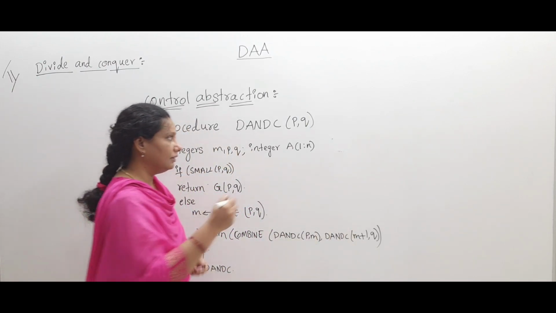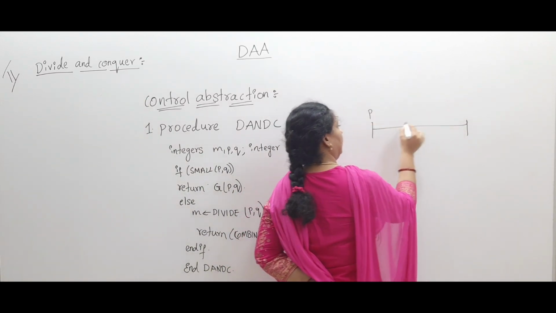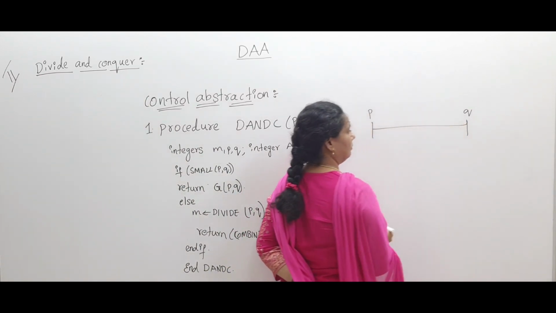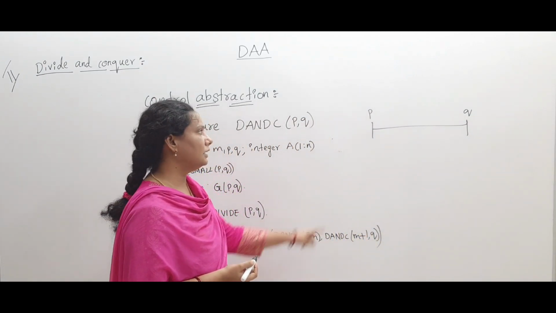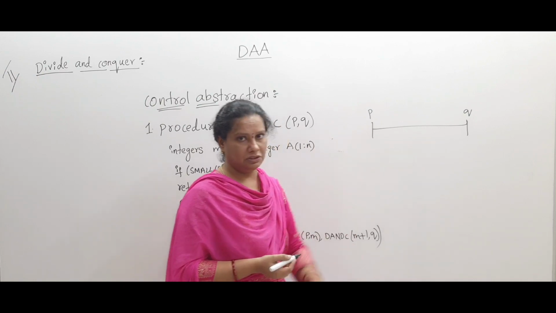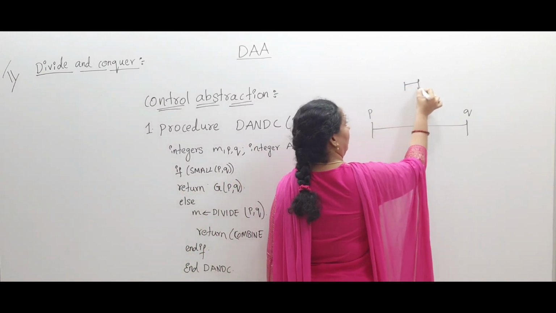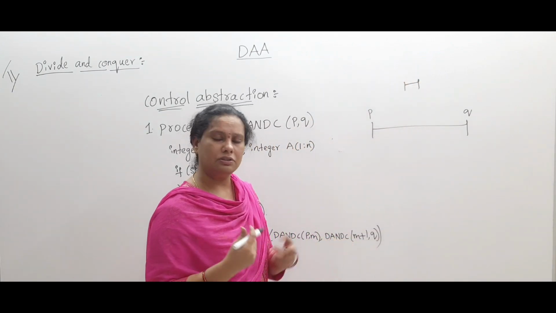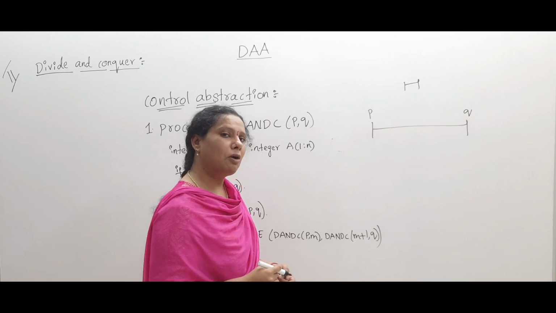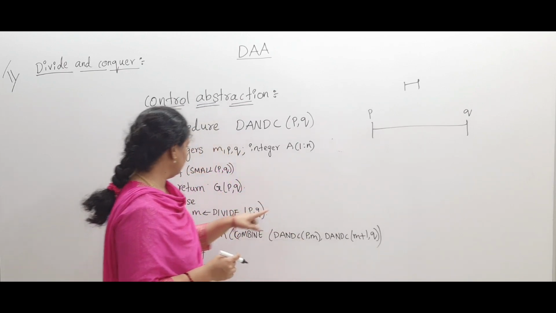What does it imply? Say for example, this is your first element P, and this is your last element Q. You have some n number of elements here. The starting position is P, the last position is Q. If P and Q are very small, then there is no need to go for divisions here, because the problem is already small, so you can solve it happily. The problem comes when you have a large number of elements, and that is nothing but your else.